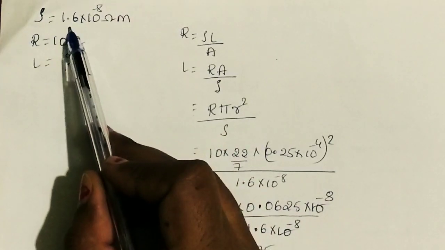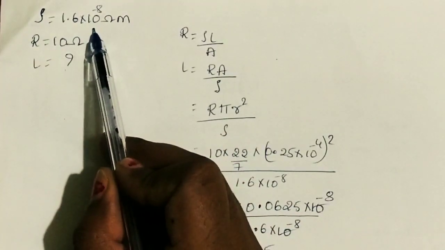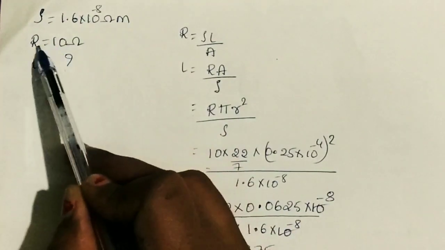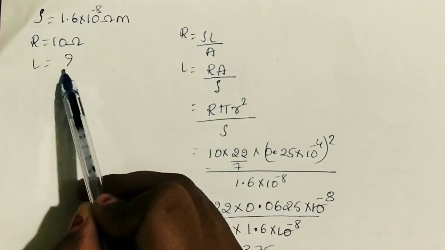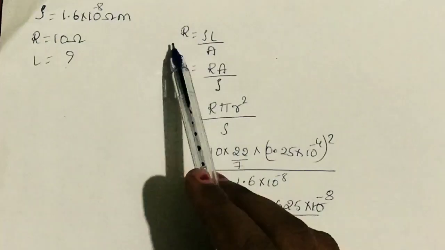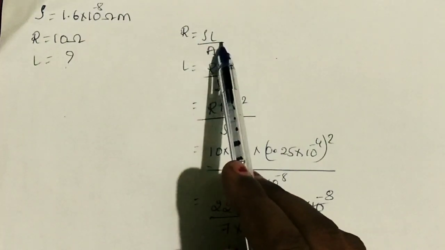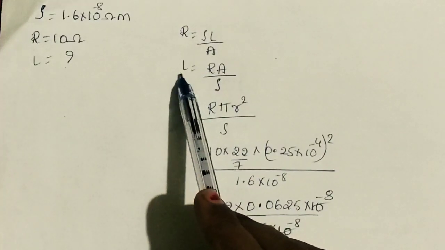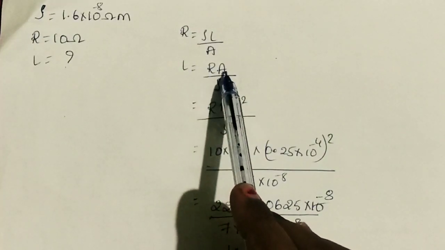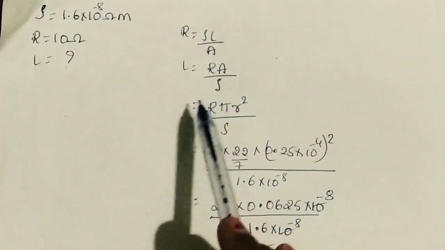So rho is equal to 1.6 into 10 to the power of minus 8 ohm meter, and the resistance they have given is 10 ohm, and the length we have to find out. We know the formula: resistance is equal to rho L divided by A. So I have to find out L. L equals R into A whole divided by rho.